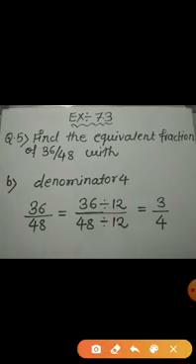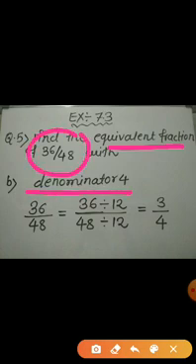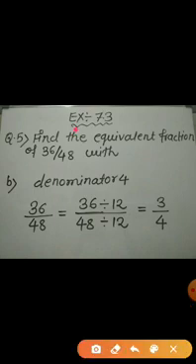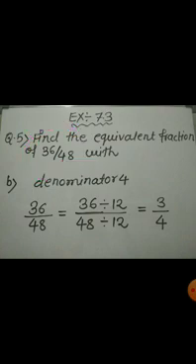Now in the second example, we are asked to find out the equivalent fraction of 36 by 48 with a denominator 4. Children, first of all, you look at the denominator of the given fraction. It is 48. When will you get denominator 4 from 48? When you divide 48 by 12, right?